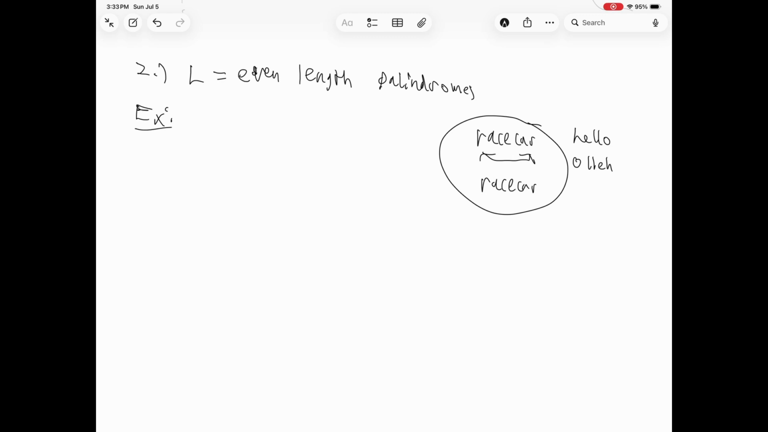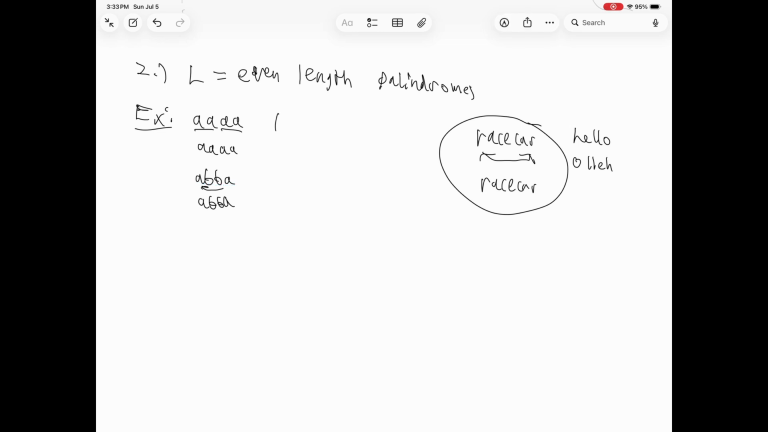Maybe we should start with a quick example. That might help. An even length palindrome might be AA: 2 A's on the right, 2 A's on the left, and if we were to flip them, it would still result in AA. Maybe we have ABBA. If we were to flip them, it would be ABBA.